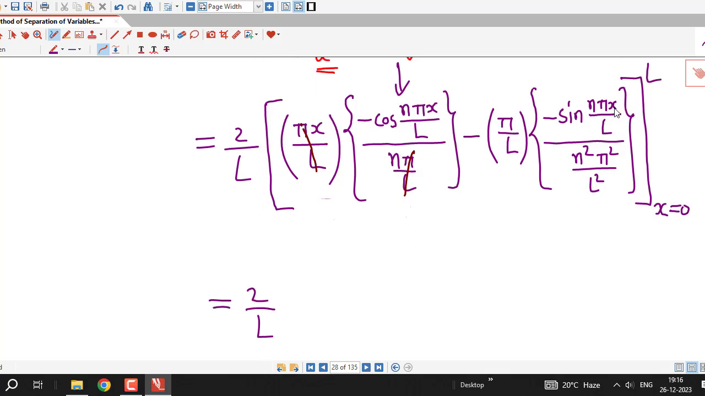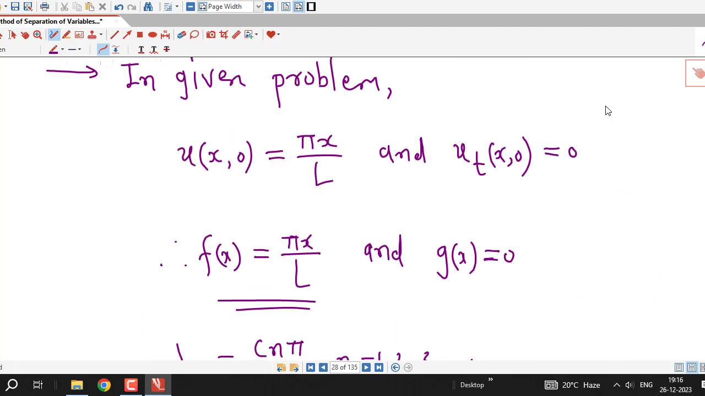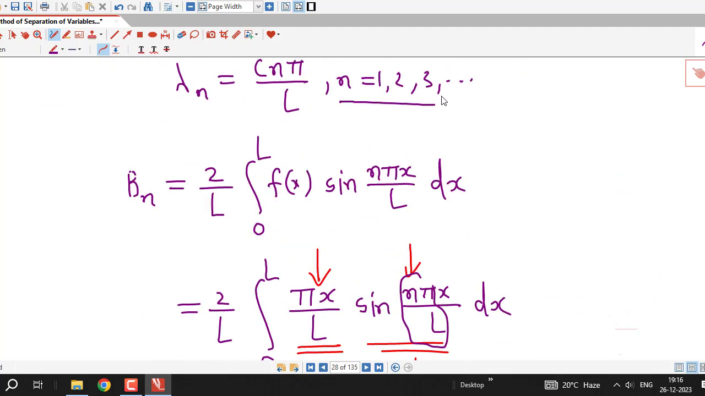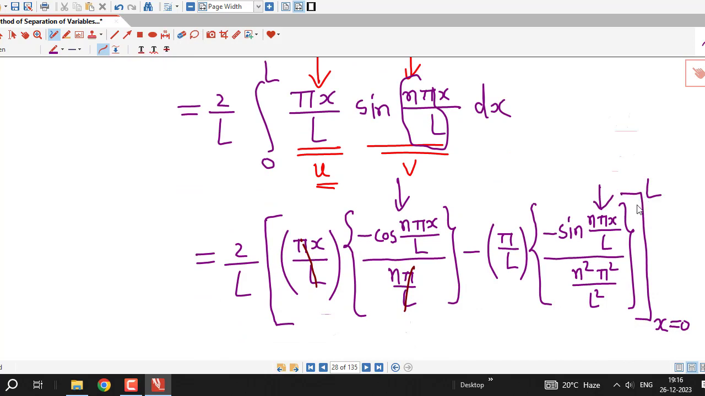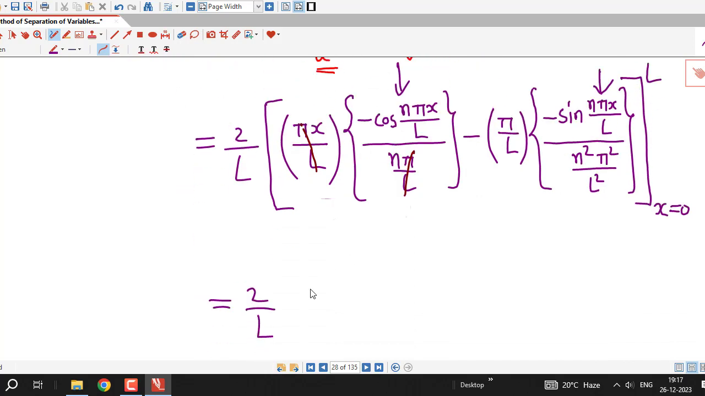And if I take x equal to L here, I will have sin n pi, and we know that sin n pi is 0 if n is an integer, and here n is starting from 1 to infinity, that is, n is a positive integer. Therefore this sin n pi will be 0 for x equal to L. So for the upper limit we will obtain only this part, minus cos n pi divided by n. If I take x equal to L, this L will get cancelled, and here I am left with minus cos n pi, and there is n in the denominator. This is for the upper limit.